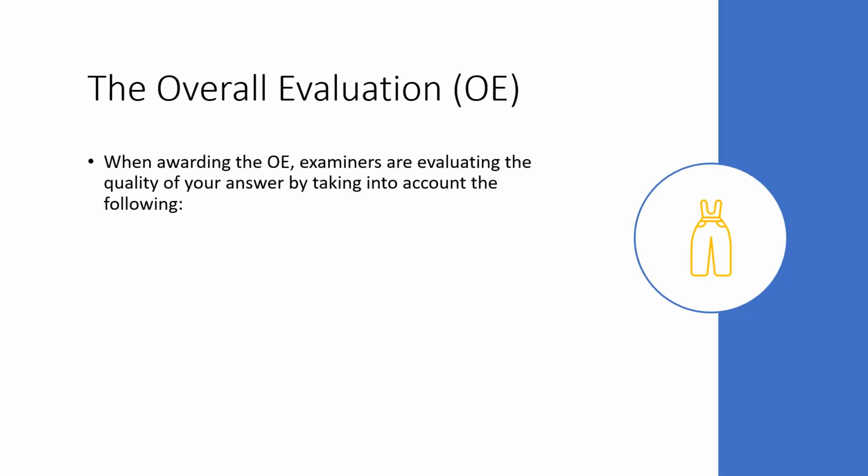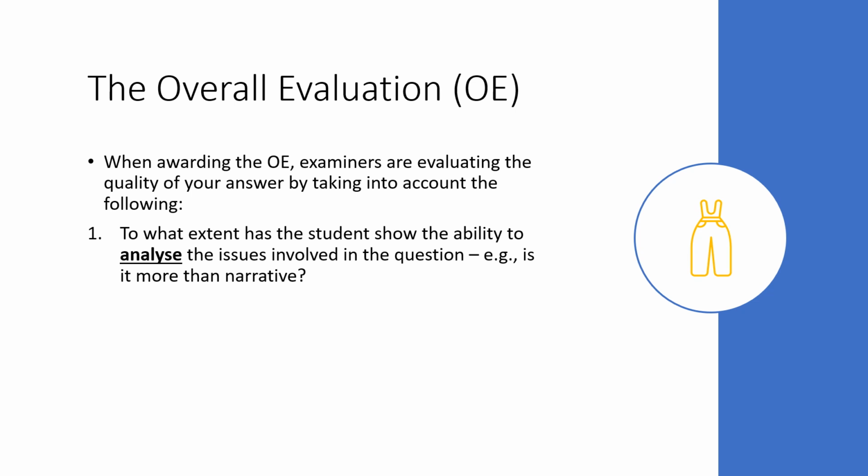On the other end of the spectrum, we have the overall evaluation, or the OE, as I'm going to refer to it now. So the OE, once again, is that snapshot decision made by examiners after they've read your essay, and it's marked out of 0 to 40. So when awarding the OE, they're basically evaluating the quality of your answer by taking 3 things into account. Firstly, they're going to take into account to what extent you have shown the ability to analyze the issues involved in the question. For example, is it more than narrative?